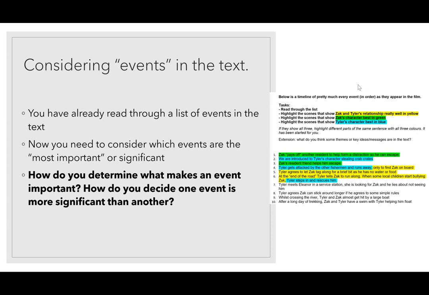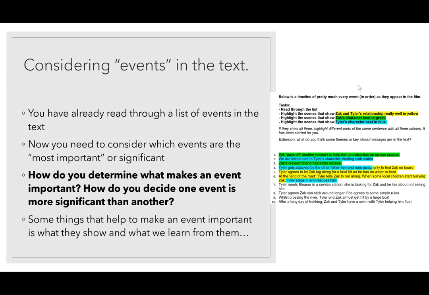But when we come into year 11 and we go into text analysis and we try to grab a little more detail, we want to think beyond plot. So one thing that we do to think about whether an event is important is what they show and what we learn from them. So that's how we decide the significance of an event. We don't just think, well, if this didn't happen, then this wouldn't happen. We think, well, this is important because it shows me Zach's character doing this. This is important because it shows me that Tyler's character has changed.